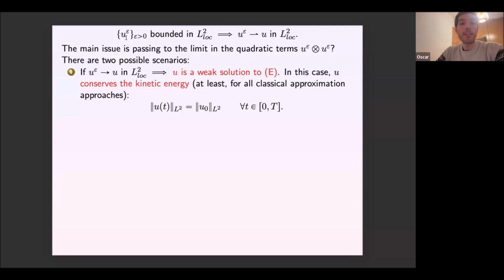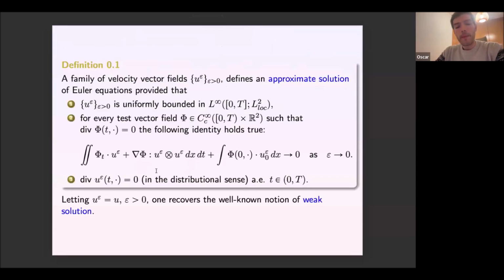And indeed, from this bounded sequence in L2, modulo passing to a subsequence, we obtain weak convergence to, say, U in L2. And now the question is, can we guarantee that this weak limit U is indeed a weak solution to the Euler equation? So the point is to be able to pass to the limit as epsilon goes to 0 in this formulation. If we are able to replace here U epsilon by U, we succeed, right? So now, how can we pass to the limit?